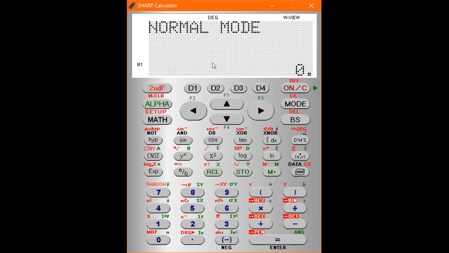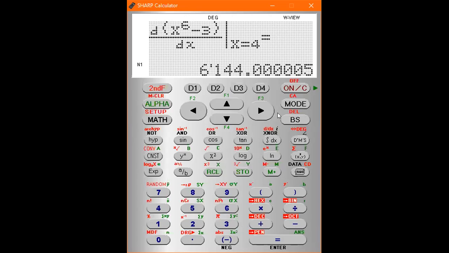Now we can also do differentiation, which is second function and our integral button. You'll see the d/dx in orange. And then we just type in an expression. So again, we're going to use our x, and let's make it 6 minus 3. Let's leave it like that. And then we'll put it at the point where x is equal to 4. From there, we can say equals. And again, you'll see that tail end because of the approximation method that the calculator uses.